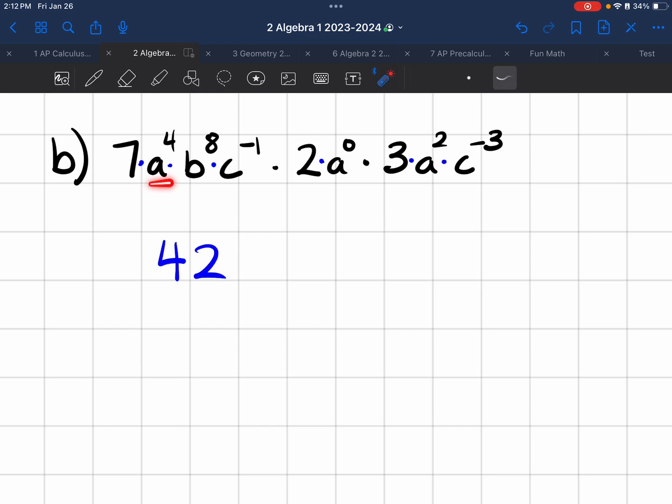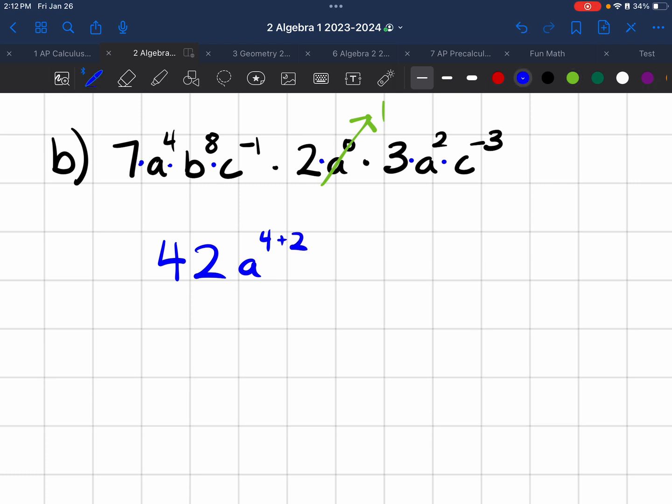Let's deal with the a's next. So when I deal with my a's, I have a power of 4. I'm going to write this down, power of 4, and I'm going to add a power of 0, which is silly to say. I mean, power of 0, that just goes to 1, so I can kind of ignore it, because 2 times 1 is just 2. And then I have an a to the power of 2, so I'm going to say plus 2 up here, and I'm done with my a's.